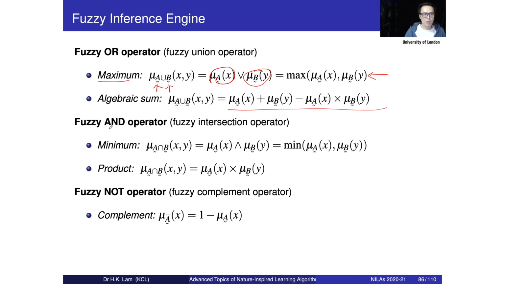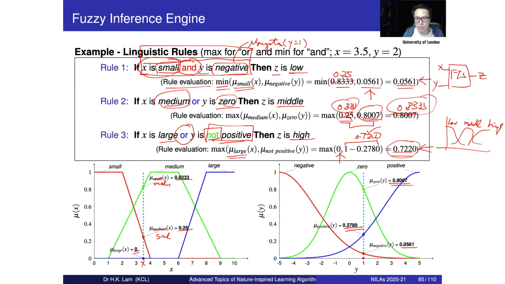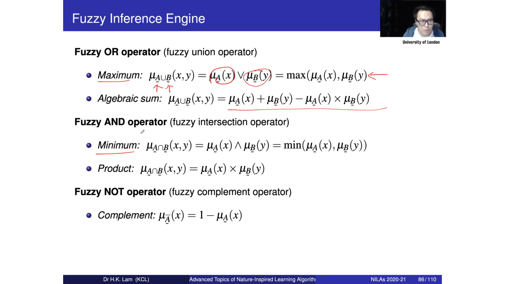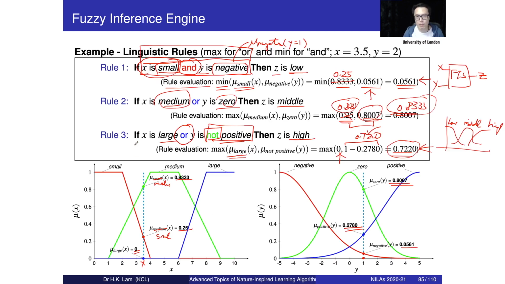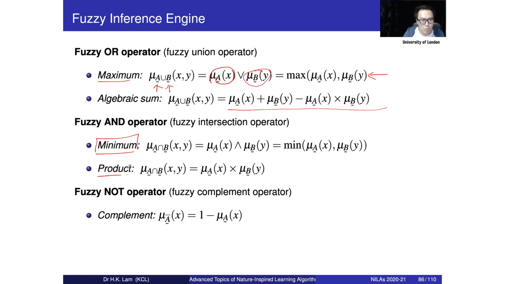For the AND operation, previously we used maximum. Find the maximum value between these two membership grades. Find the max. Sorry, what I mean is minimum. Find the minimum between these two membership grades. Now we can do product. That means multiply these two membership grades together to get the fuzzy AND operator.